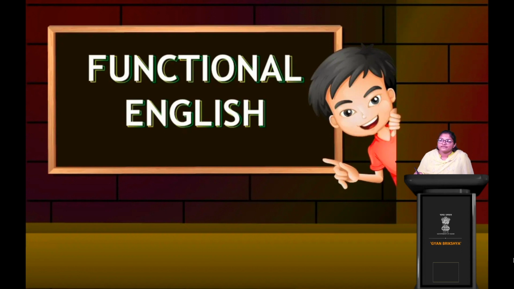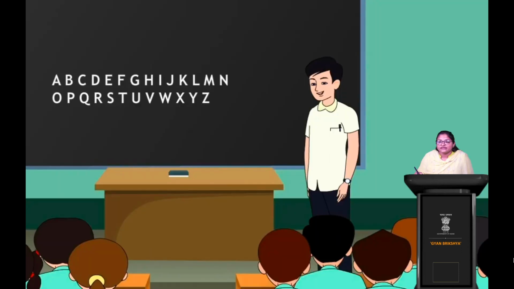So, let's see what we have in front of us. What do you see here? Yeah, just like yours, this is a school, right? And there is a teacher and students. So, what do you see on the blackboard? These are our alphabets, right? 26 alphabets, right? Okay.